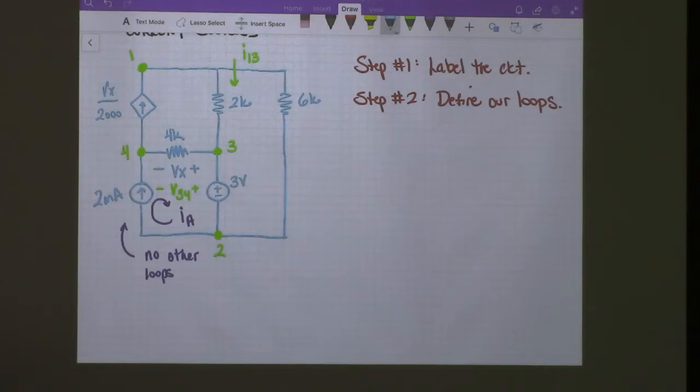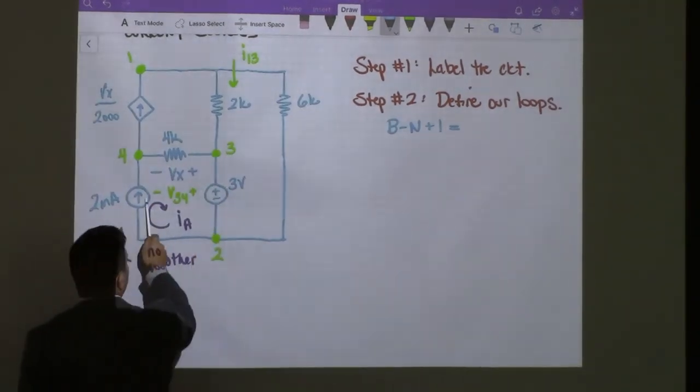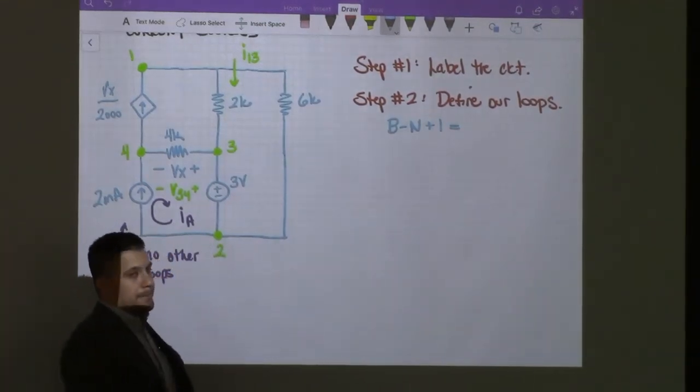One thing we forgot to do is we can use the b minus n plus 1 equation to tell us how many loops we're going to need. If we use the windowpane method, what does that tell us? Yep, 3, right? But we'll go ahead and do it the other way. So the branches, 1, 2, 3, 4, 5, 6. So 6 minus 4 plus 1, 3.